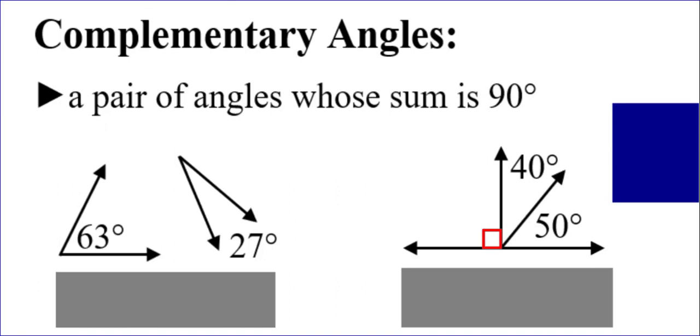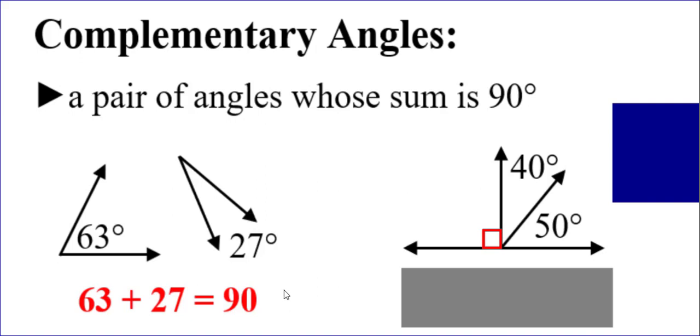Complementary angles. These angles are not congruent, but they are a pair of angles whose sum is 90 degrees. The example I have over here on the left with the 63-degree angle and the 27-degree angle: if you add their measures together, they equal 90 degrees. Therefore, they are a pair of complementary angles.